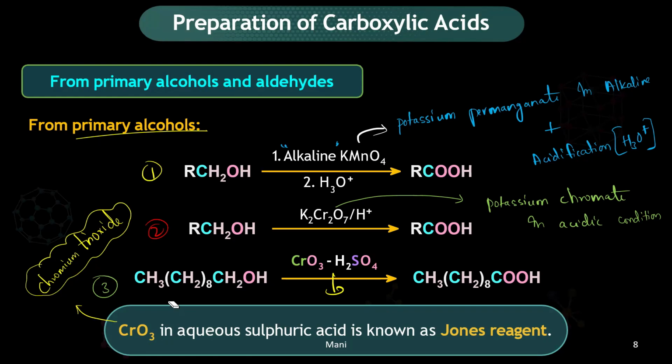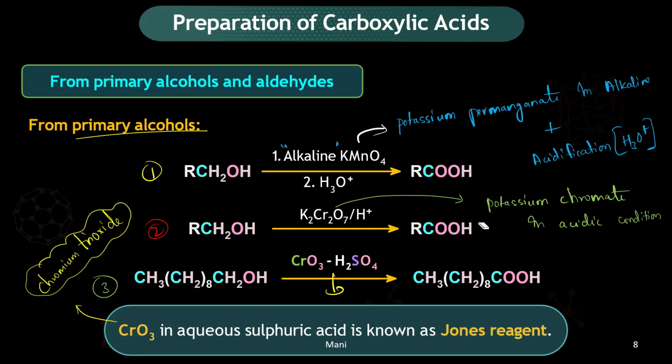This chromium trioxide in aqueous sulfuric acid, which is also called the Jones reagent, we will be using as the third way of converting primary alcohols into carboxylic acids. Just remember, these are all primary alcohols, but they are converted into carboxylic acids in three different ways. One, potassium permanganate in alkaline. Two, potassium dichromate in acidic condition. Three, chromium trioxide in sulfuric acid.